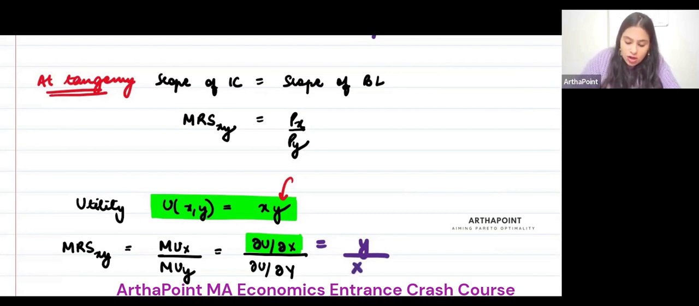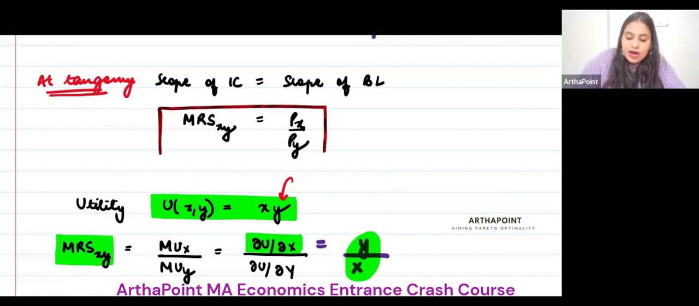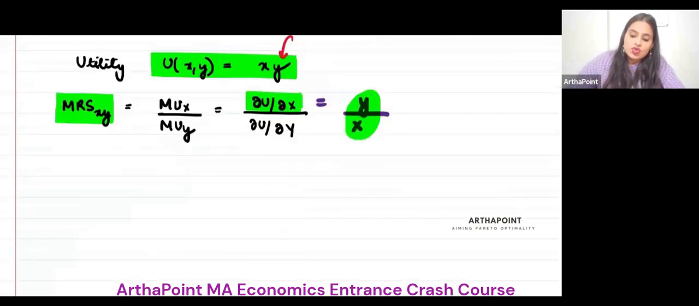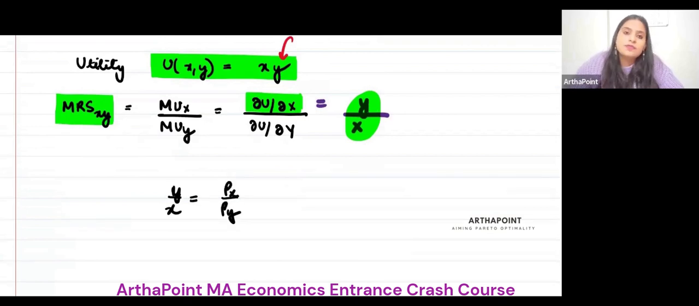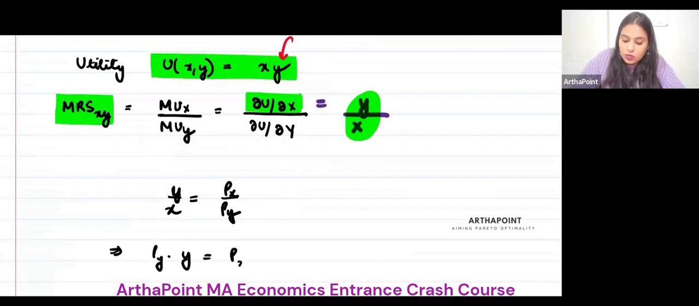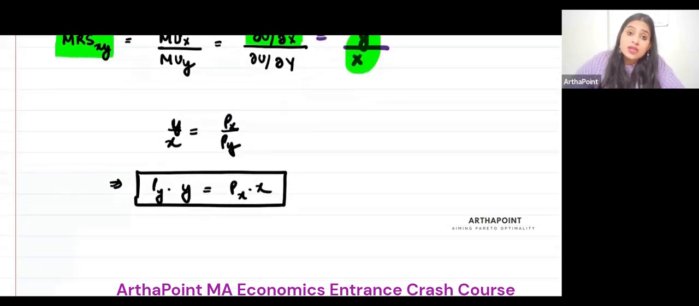So when we talk about MRS, MRS is given by Y by X. Now at equilibrium, you will go ahead and equate MRS to PX by PY. So what will we do? Y by X is equal to PX by PY. This implies PY into Y is equal to PX into X. This is another important equation. Very, very important equation.